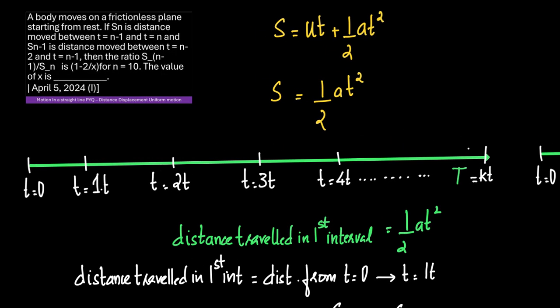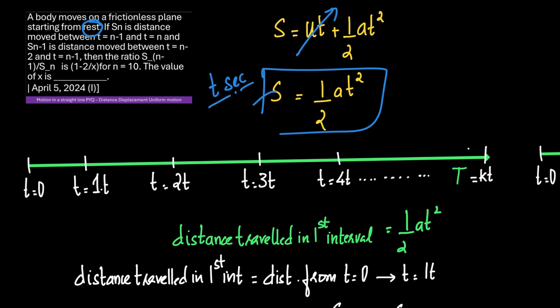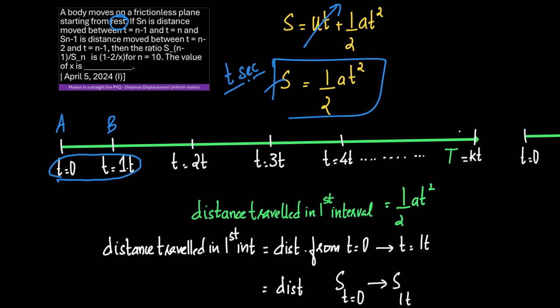We know that this given motion is starting from rest, therefore this term eliminates. What we have is s is equal to half at square. Now what is s equal to half at square? S is the distance traveled in t seconds. Now what if I'm interested in finding out the distance traveled in the first interval, not the first second, the first interval, which means we have t is equal to 0 to t is equal to 1t as the first interval, and let me name that as AB. Okay, so what will be the distance traveled in the first interval?